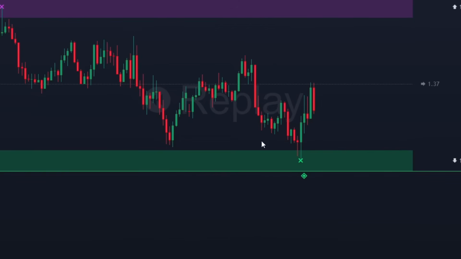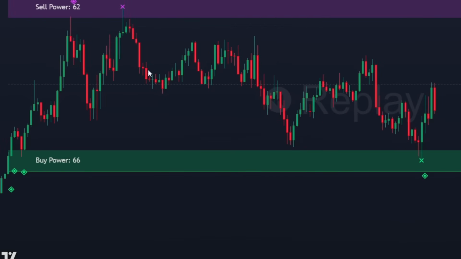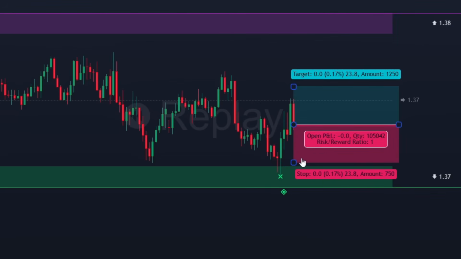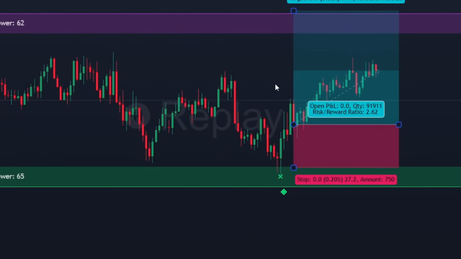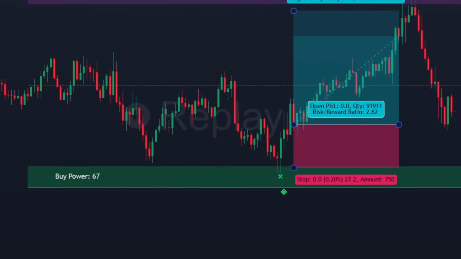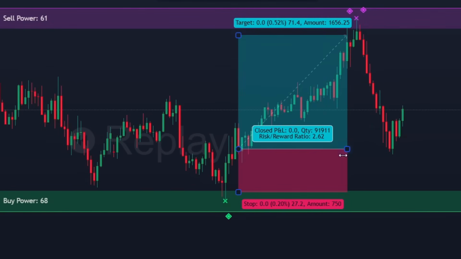If price is falling and it enters a green buy power zone with a score in the high 60s or 70s, watch carefully. If you start seeing rejection candles inside that zone, that's often a strong buy trade entry. In your trades, place your stop loss just under the zone. And for a take profit target, you can select the next resistance above.